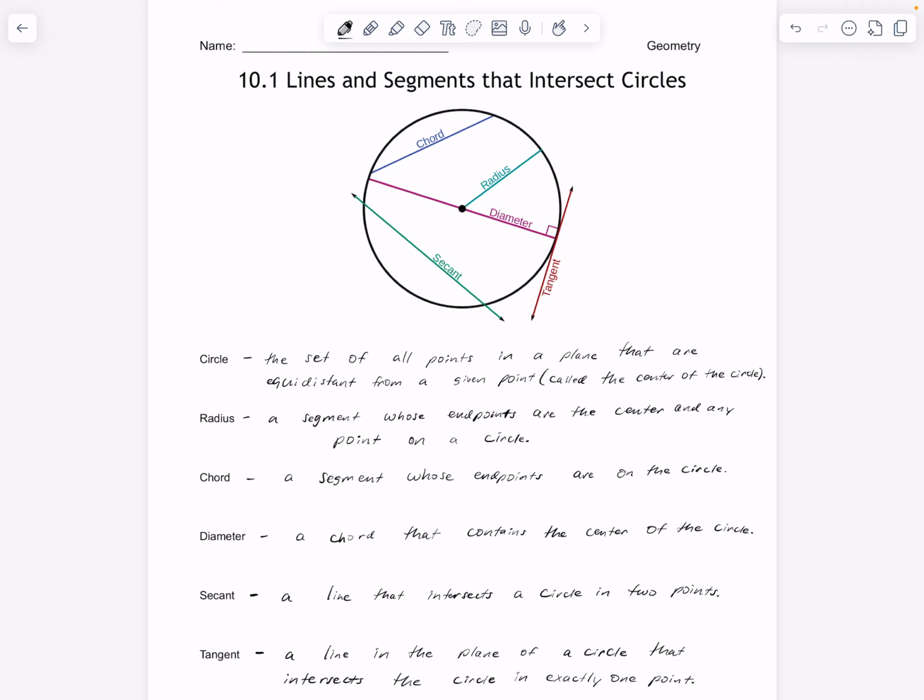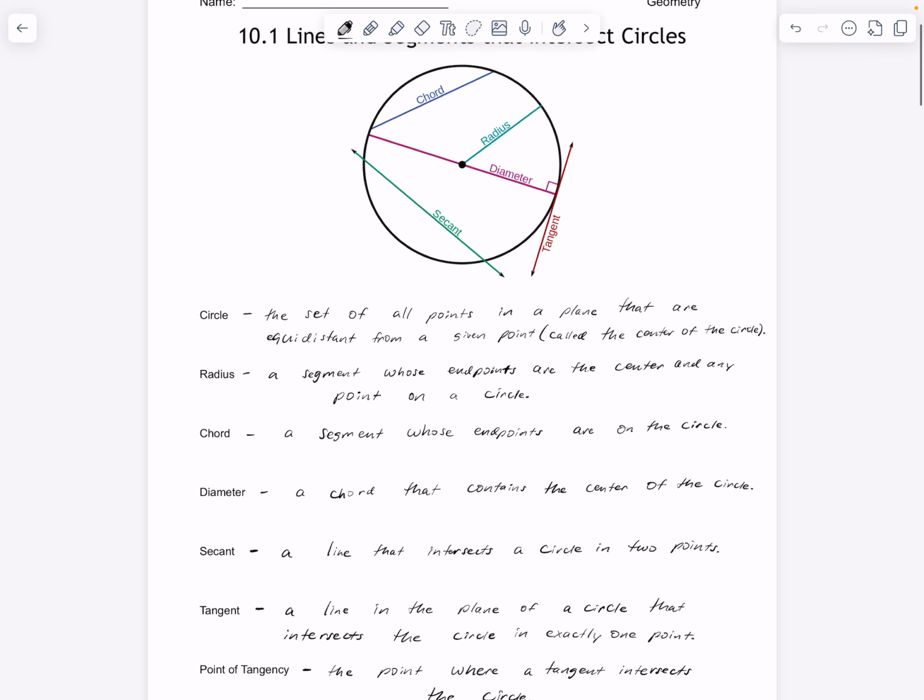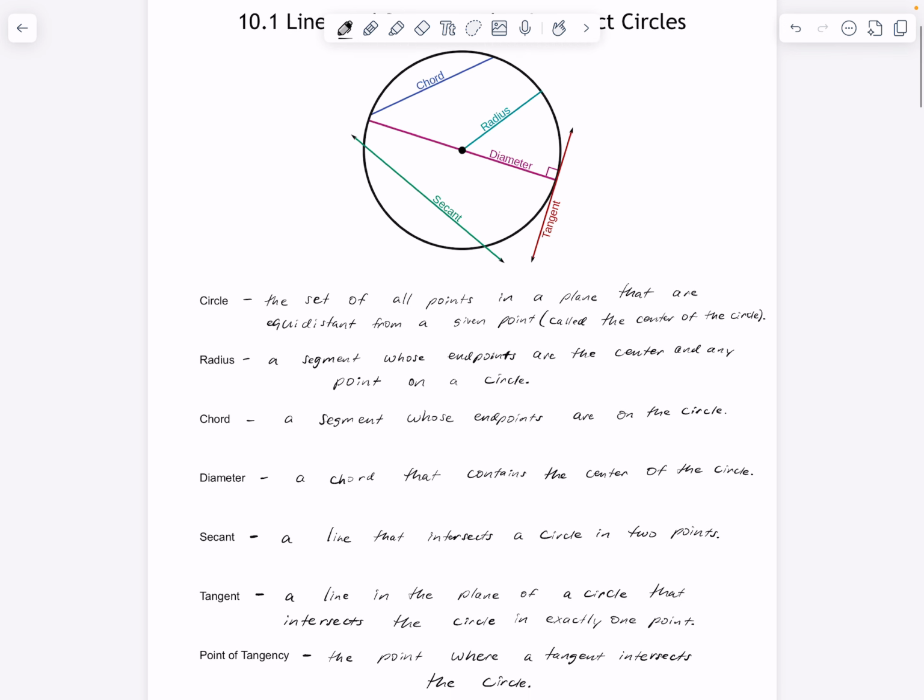Okay? All right, so the first thing on this page is you'll see that circle up there. And we have all of this vocab. I'm not going to read through them. You'll have a chance to go through them all. I'm hoping you guys remember the radius, right? The segment whose endpoints are the center of the circle and any point on the circle. The diameter, which is a chord that contains the center of the circle, so it's got to go through the center. A chord, as you see in the figure, does not actually have to go through the center, just the endpoints have to be on the circle.